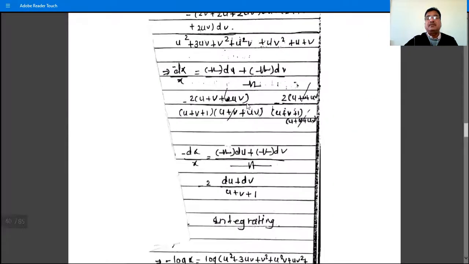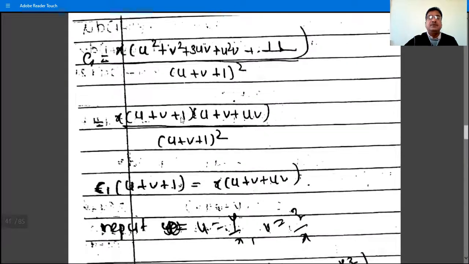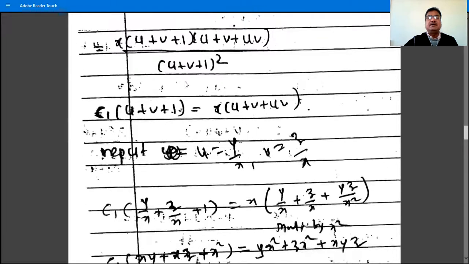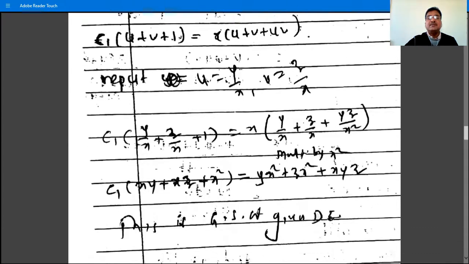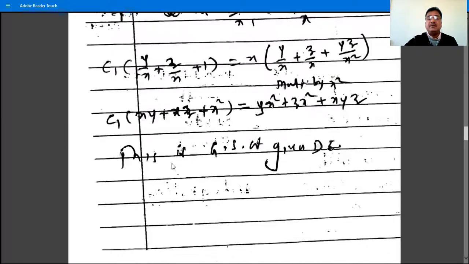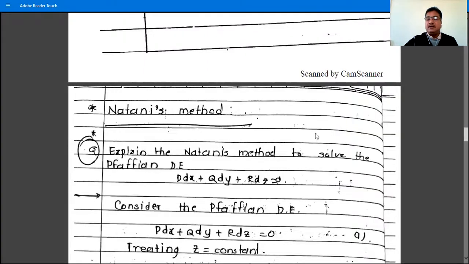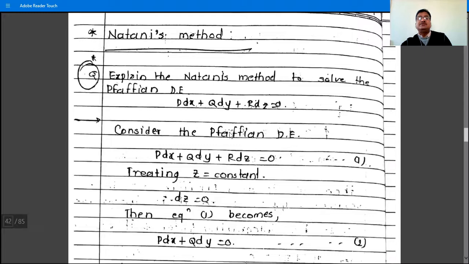and its factorization, this factor, this denominator, and its factorization is this: x into u plus v plus 1, plus in another bracket u plus v plus uv, divided by the square of u plus v plus 1. Then shift to the LHS this factor. After cancelling one factor, we have this, and then substitute u as y by x, v as z by x. We have this answer. Multiplying by x square, we have this answer, and this is the general solution of the given differential equation. Then the next method is Natani's method.